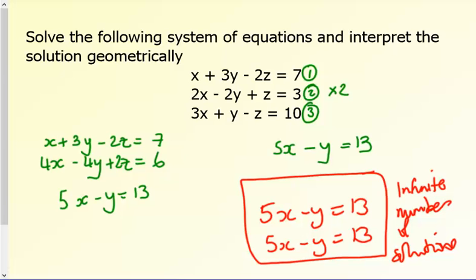So if by eliminating one of the variables from your three equations, you get this sort of situation where the two equations that you get are exactly the same. Now one could be a multiple of the other, so I could have 10x minus 2y equals 26, but that's obviously exactly the same as the previous one. There's no way you can go any further with that to find a unique solution, because there isn't one solution. There's an infinite number of solutions.